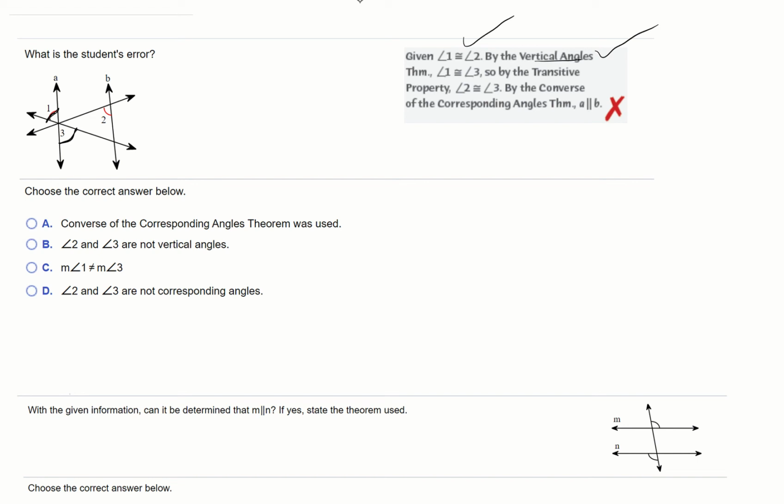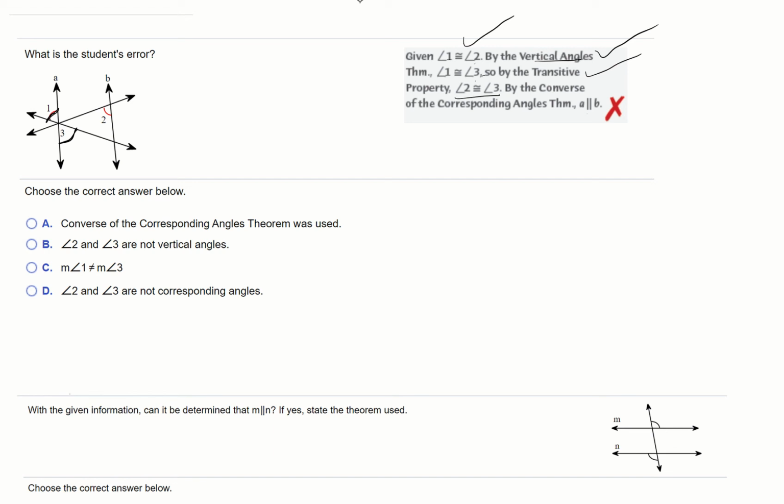That's given. And so now it says angle 1 is congruent to angle 3. So by the transitive property, angle 2 has to be congruent to angle 3. Basically it's saying that if 1 is equal to 2 and 1 is equal to 3, then 2 is equal to 3. And that is the transitive property. That is correct. So that makes sense. Now, by the converse of the corresponding angles theorem, A is parallel to B.